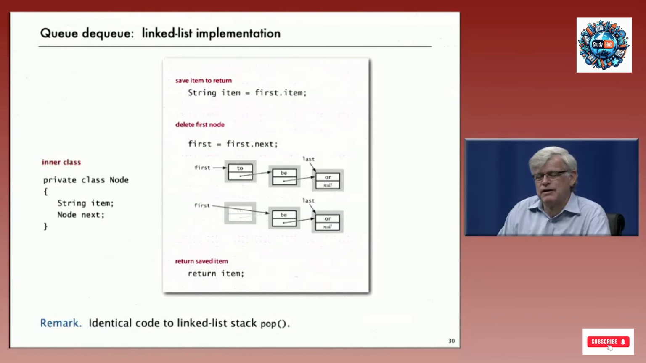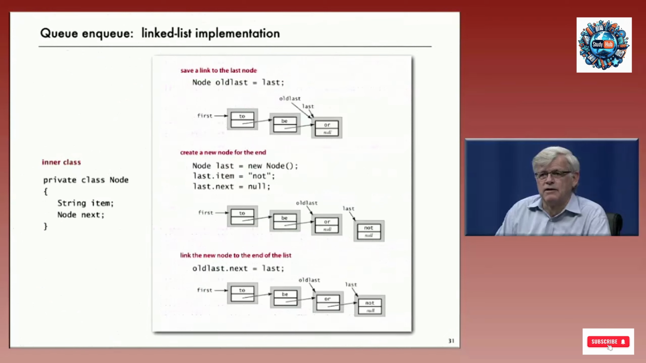So here's the implementation of dequeue. It's identical to the code for pop for a stack. We save away the item, we delete the first node by advancing the reference, and then we return the item. So identical. To add a node, or enqueue, add a new node to a linked list, we want to put it at the end, so that'll be the last one returned.